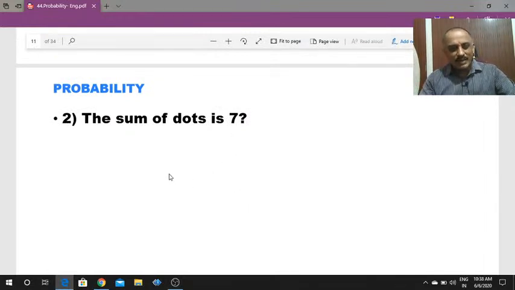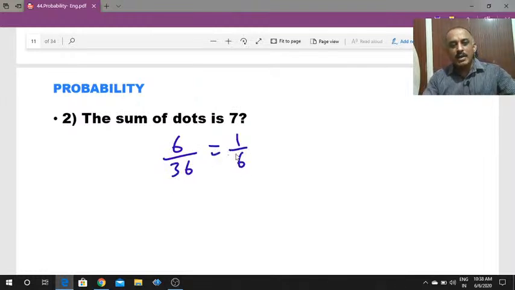Now, the sum of dots is 7. If the sum of dots is 7, how many possible outcomes are there? We have 6 possible outcomes. Sum of dots is 7, so just decrease 1 from 7. 7 minus 1 is 6. 6 by 36. 6 by 36 is equal to 1 by 6.